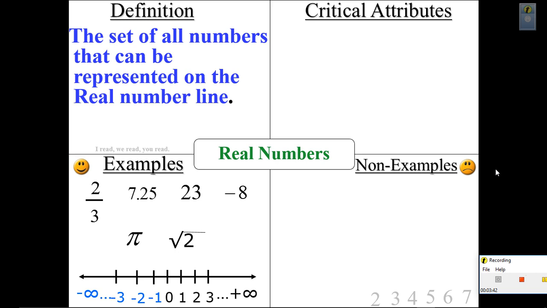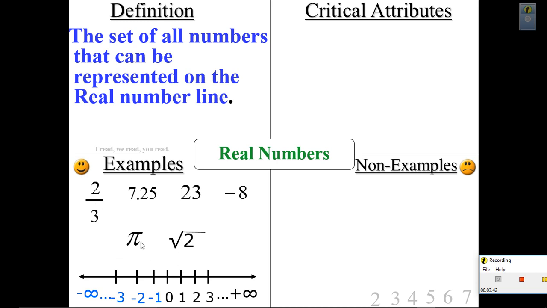All right, let's see. I'm going to go over the definition with these examples, and then we'll elaborate a little bit more. Writing utensils down, please. Eyes up here. Here we go. It says, the set of all numbers, which means a group of all numbers that can be represented on the real number line. Okay? So last week I had you sketch a number line, right? From this point forward, anytime I ask you to sketch a number line, we're going to call that number line the real number line. That's what we're going to be dealing with this year. Therefore, look at this real number line right here.